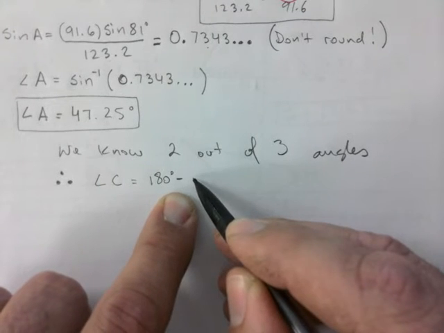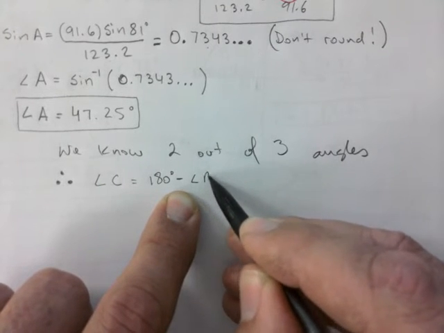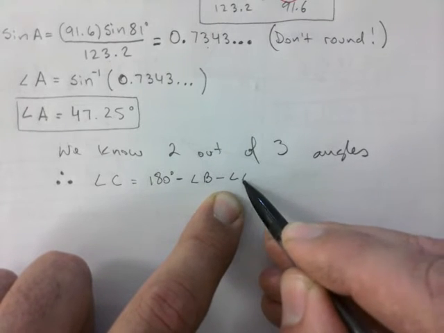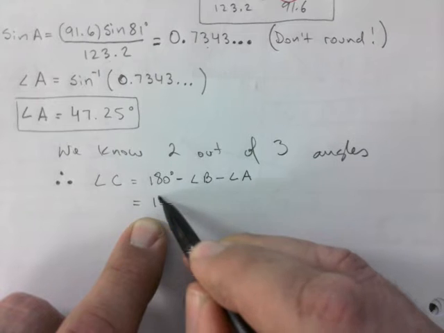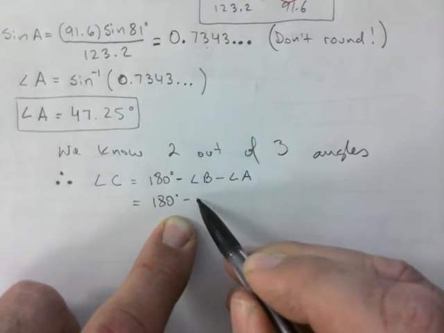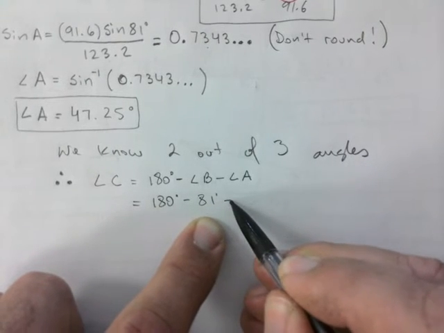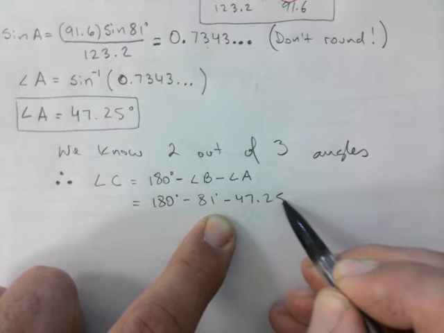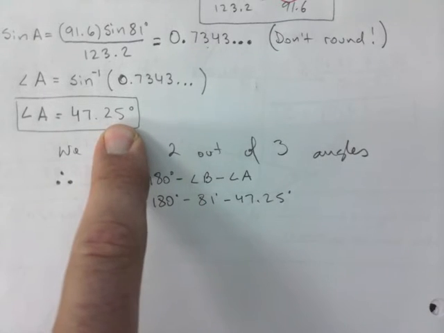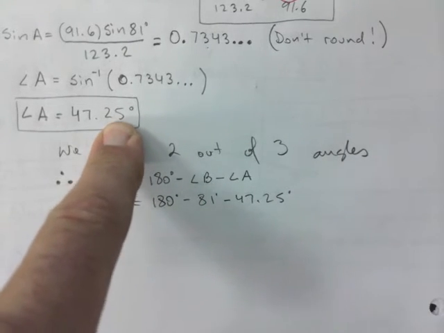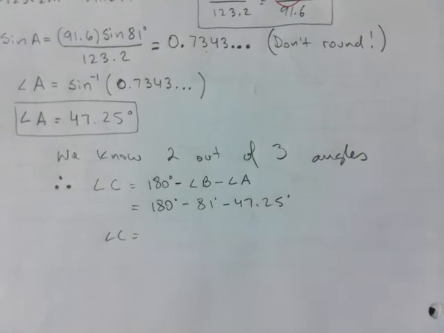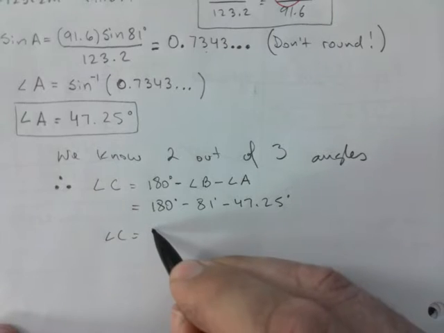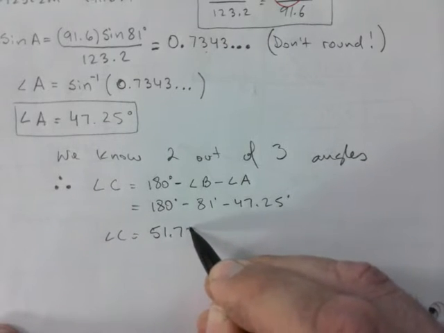So I'm going to go minus angle B minus angle A. I'm showing you how I'm going to do it. So I'm going to go 180 minus 81 minus 47.25. And so yes, we always round our answers to 2 decimals once we get it. Okay, so angle C is, what is it, 51.75? Okay, so now you're done.